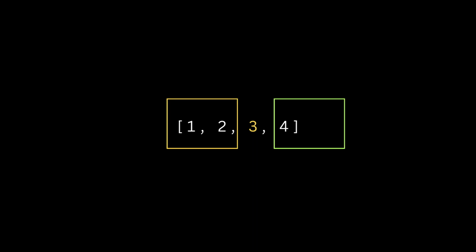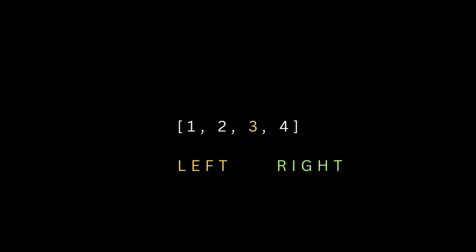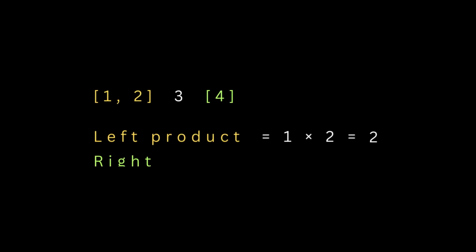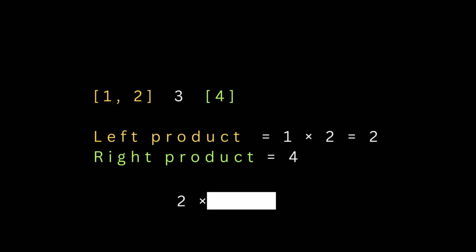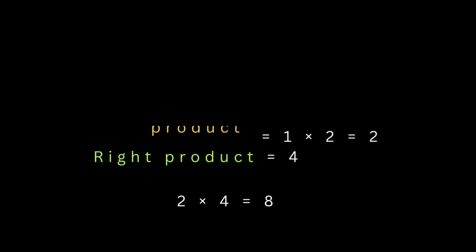Let's focus on just one element. Suppose we are calculating the answer for 3. Everything except 3 can be divided into two parts. Everything to its left and everything to its right. So instead of multiplying all the other elements directly, we can calculate product on the left multiplied to the product on right. So for 3, it's 2 into 4, which gives us 8.